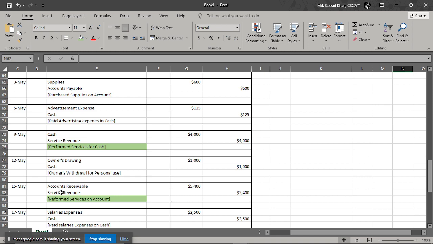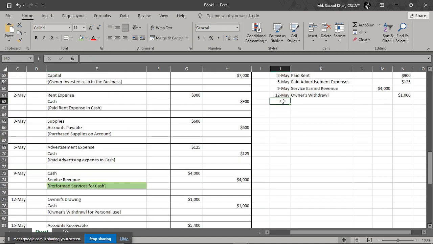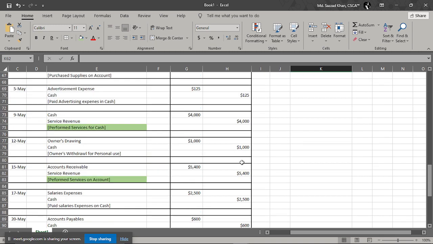In the accounts, in the 5th of May, is there any cash? No, there is no cash, so we don't take it. In the 7th of May, is there any cash? Yes, there is a cash. Right? May 17. What did you do with the cash?